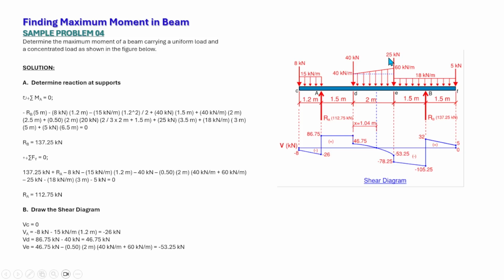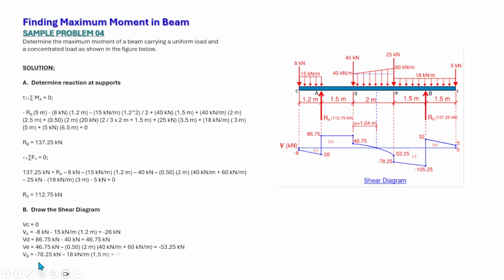Then we have 25 kilonewtons. So negative 53.25 minus 25 kilonewtons, we have negative 78.25. Then we'll proceed to the shear at point B.